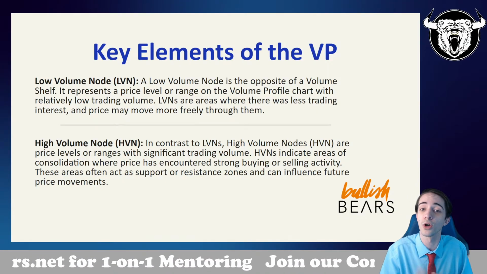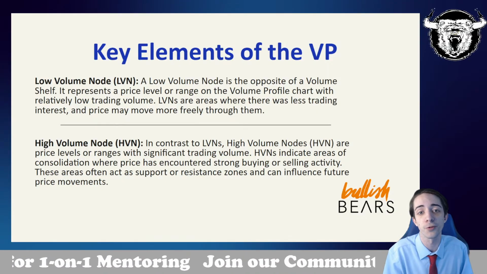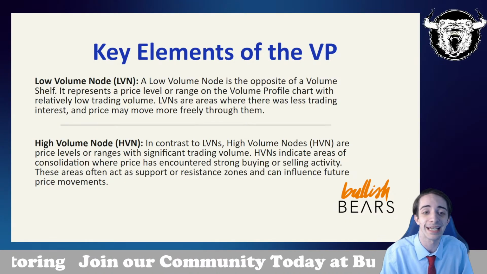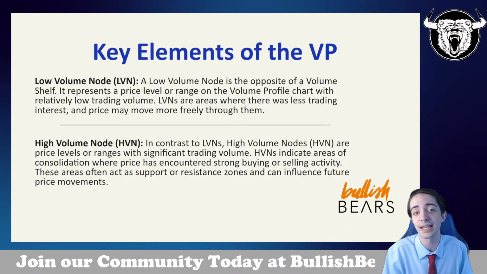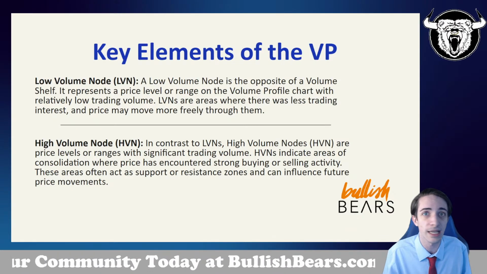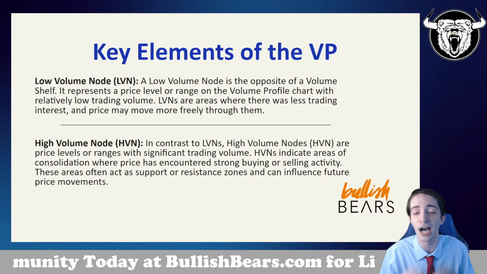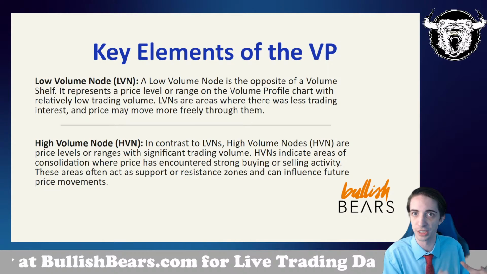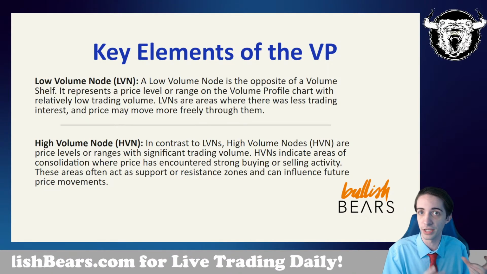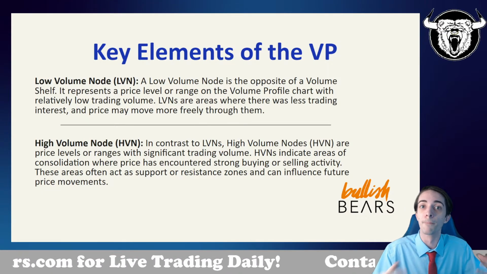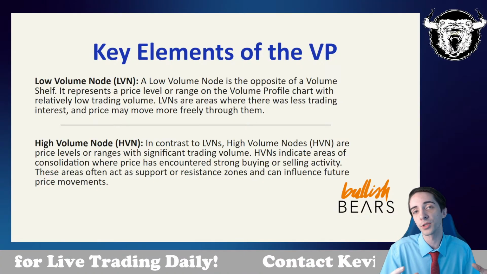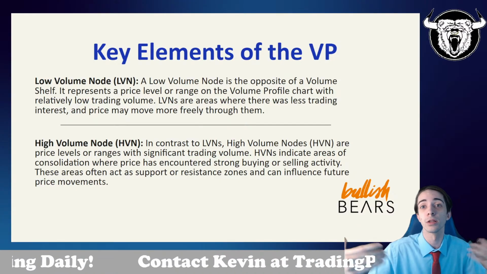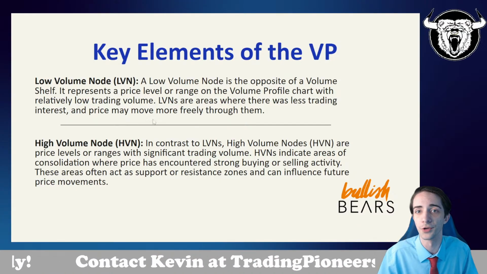In contrast to low volume nodes, high volume nodes are price levels or ranges with significant trading volume. High volume nodes indicate areas of consolidation where price has encountered strong buying or selling activity. So these high volume nodes happen when there's consolidation. Consolidation mainly means that for a long time, price remained within a range. So if we remain within a range for a long time, volume's going to consolidate and get larger and give us that high volume node.